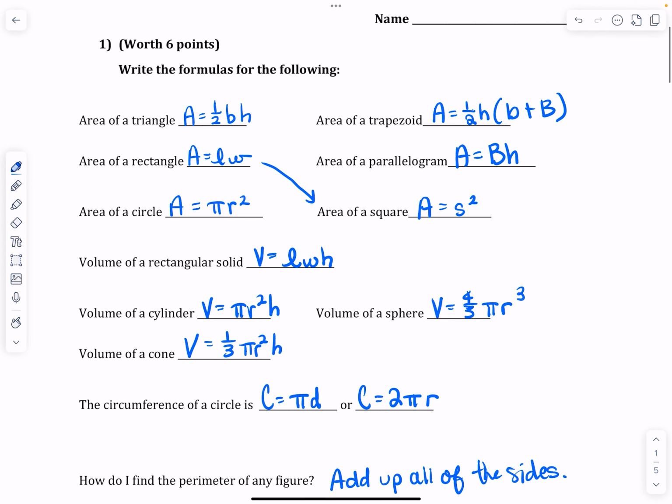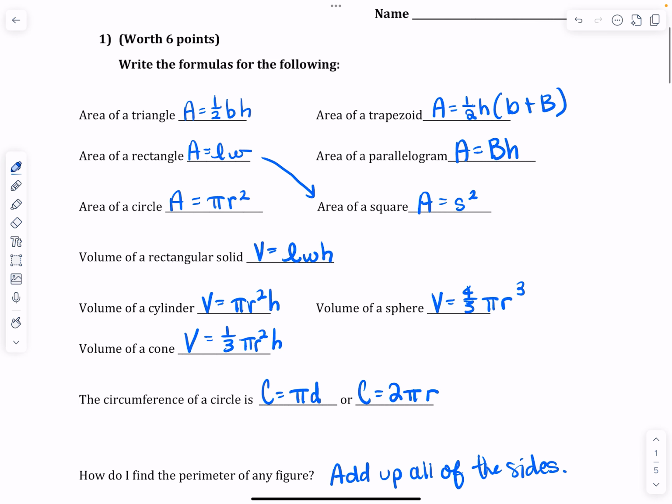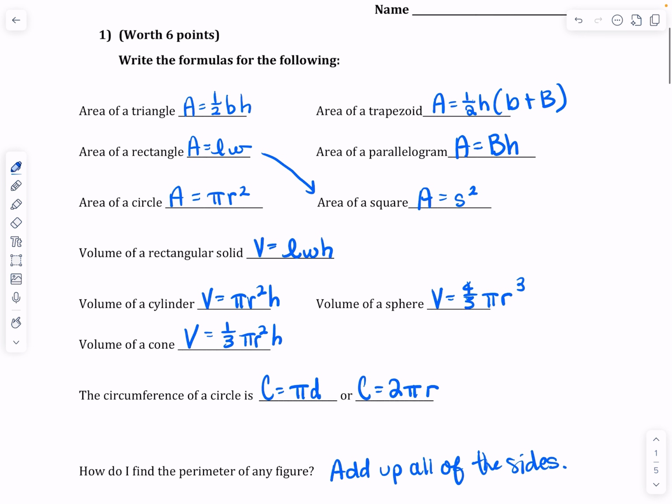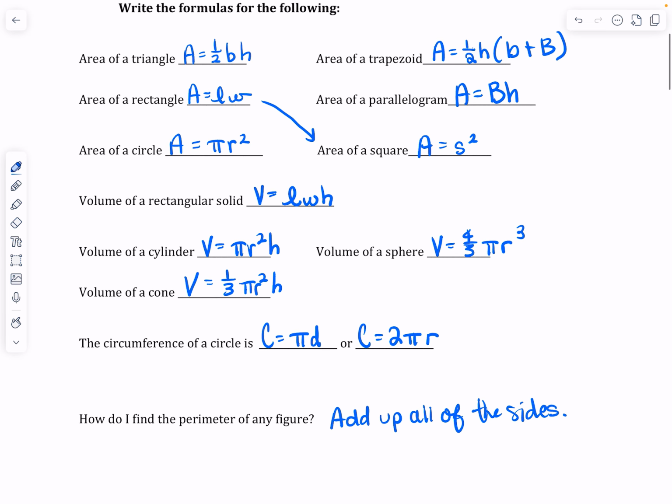So I went over the first page, and by the way, you will be given these formulas on the test. However, this is test 4 that I'm talking about. If you're in my face-to-face class, then it would be test 3. But you have to know what formula goes with what. So I went over these. So again, make sure you memorize all of these, or at least know which one goes with what.